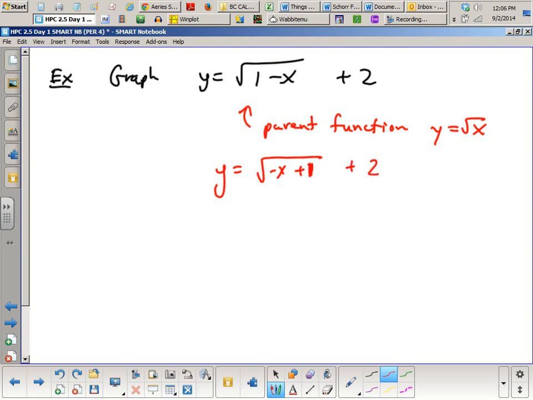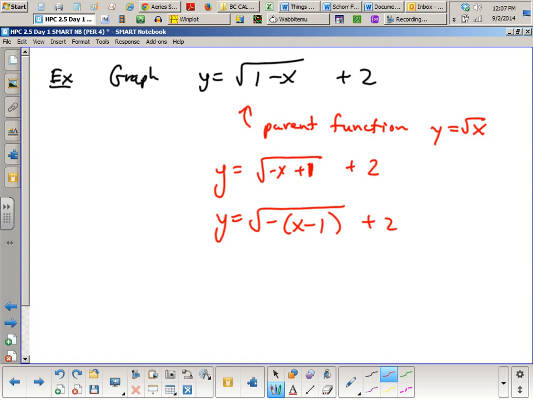Plus 2. So I think that negative x means it's going to look backwards, right? We said negative x means backwards. Left and right switch. The problem is I'm not used to adding 1 to negative x. I'm used to adding 1 to x. That means left 1 space. So I'm going to factor out a negative like this. Okay, now I think I understand this.